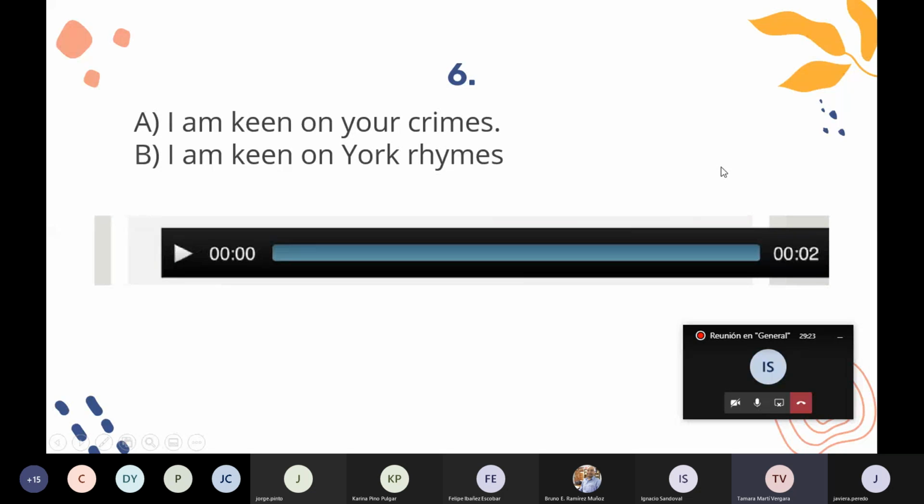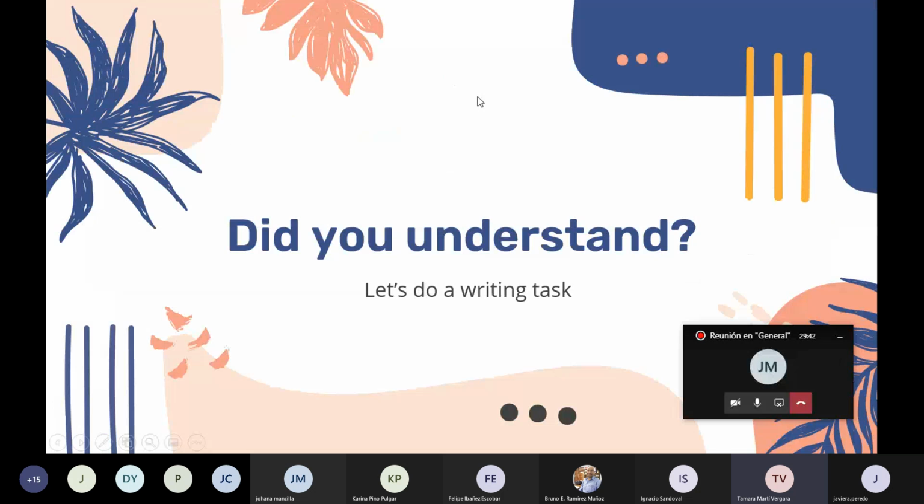So what is the correct option? I think that's letter A. I think that is letter A too. Let's see. Yes, you were all right again. It was letter A. Thanks for your participation.